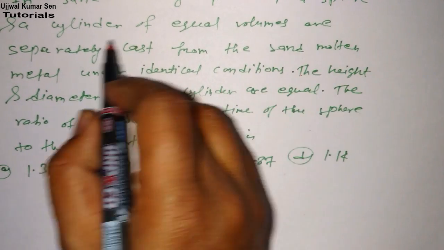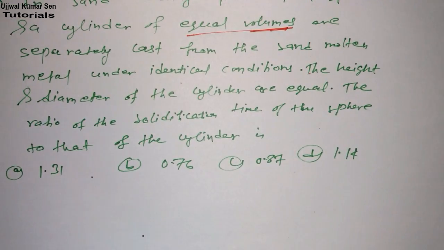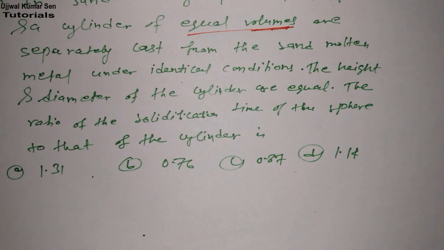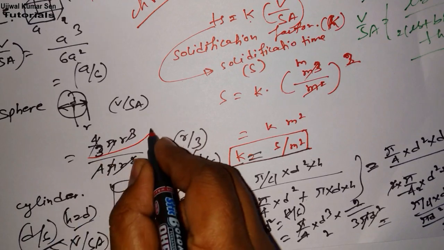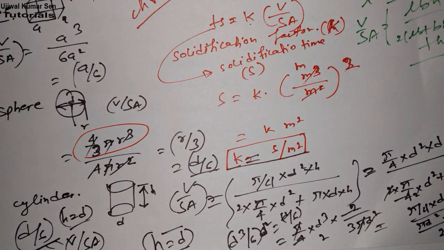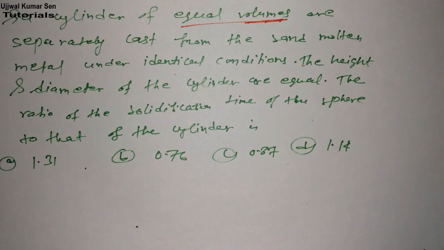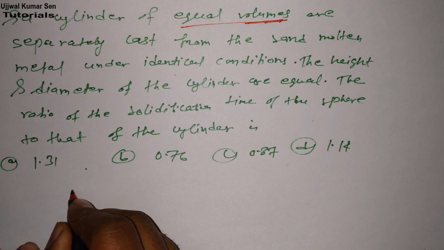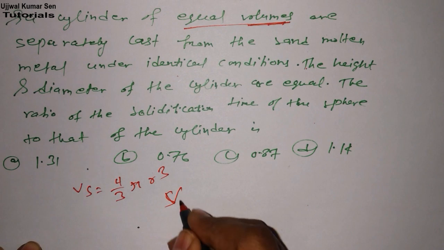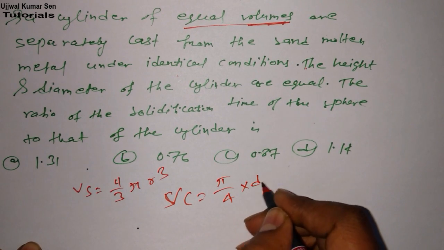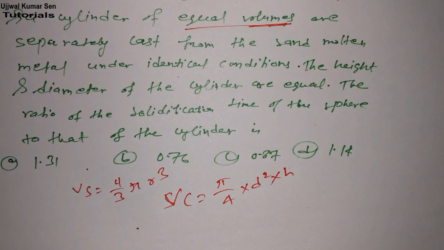In sand casting process, sphere and cylinder of equal volumes. So both the volumes are equal. Now what I have shared with you right now only, volume. If volumes are equal, so what is the formula for volume for the sphere? 4 by 3 pi r cube. What is the formula for volume for cylinder? Pi by 4 d square h. Okay, so we should write here volume of sphere 4 by 3 pi r cube, volume of cylinder pi by 4 d square into h. These two formulas we require to solve the problem. That's why I have shared with you all formulas.